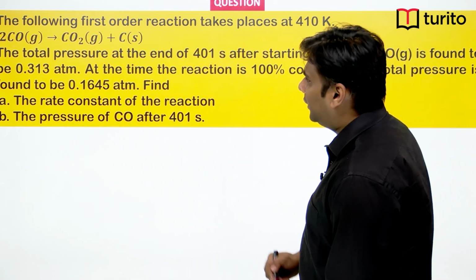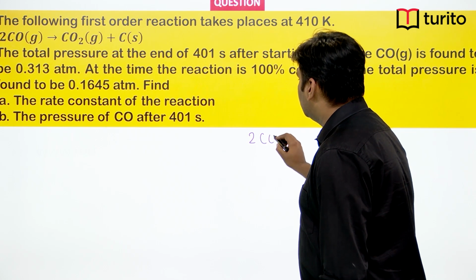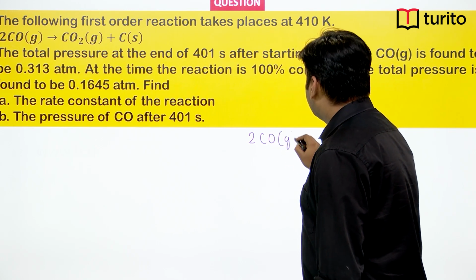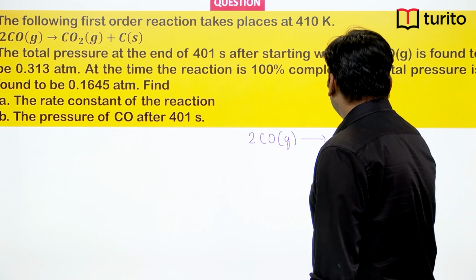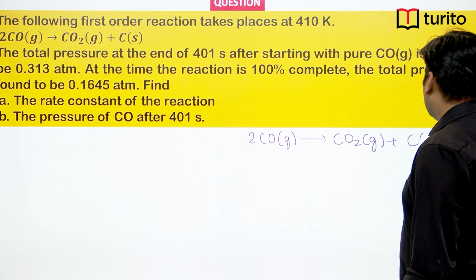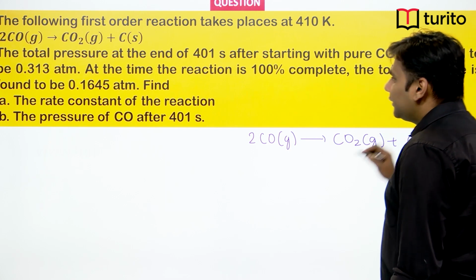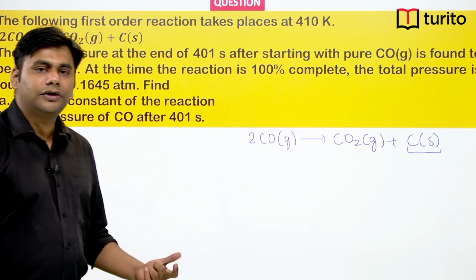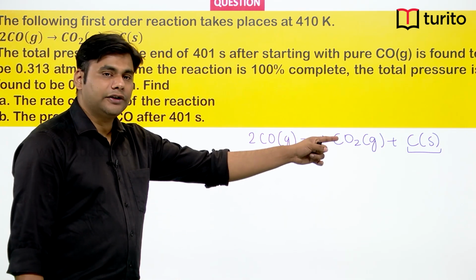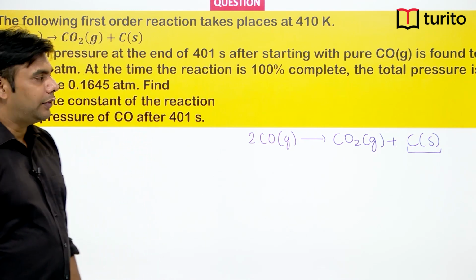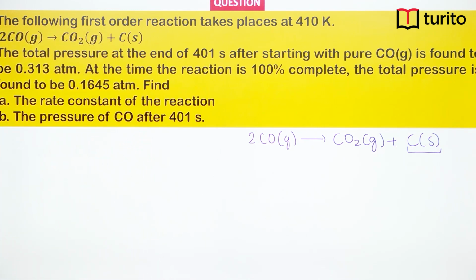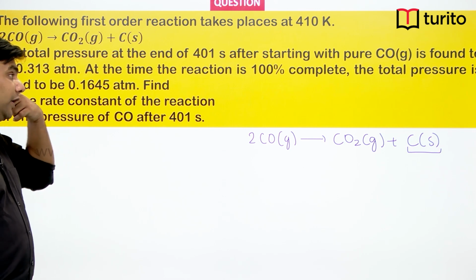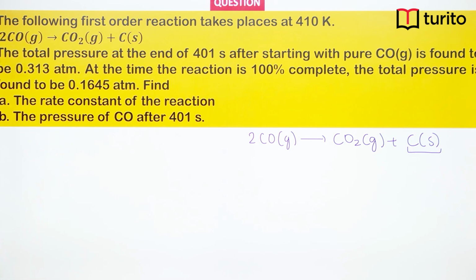Okay, so this reaction has been given to us as 2CO gas changing into CO2 gas plus carbon solid. Now just see, a solid has been given here, so that would not be taken into the pressure. For pressure consideration, we have to take only gases, because that is a solid, so we won't take it in the pressure consideration. The total pressure at the end of 401 seconds with pure CO is found to be 0.313. At the time the reaction is 100% complete, the total pressure is found to be 0.1645 atm.